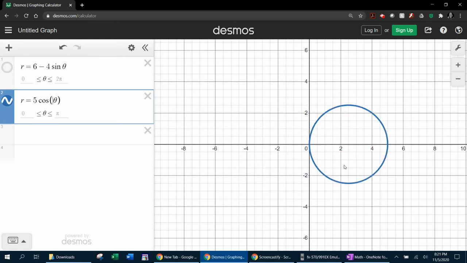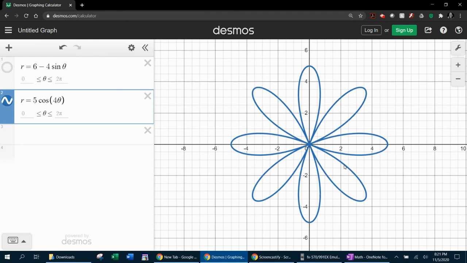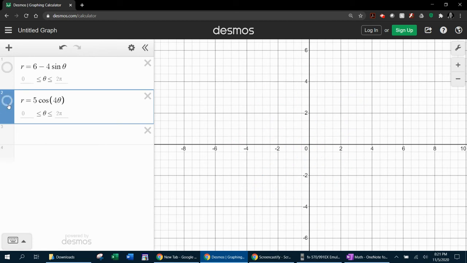Now let's see if I was right. What if that's an even number like 4? Well, you should get twice as many petals. 1, 2, 3, 4, 5, 6, 7, 8. So you get 8 petals, and the 5 is still the length of the petals. So there's the petals explored, the roses.